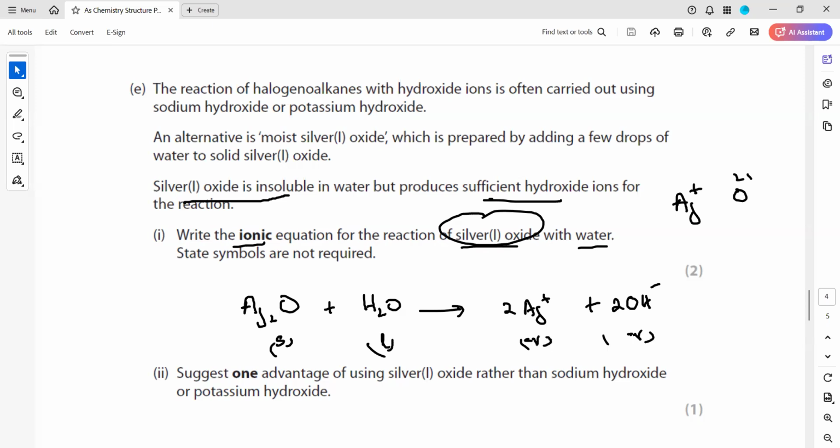So actually what happens is silver(I) oxide is insoluble. What does that mean? If we have 1,000 molecules of silver(I) oxide, out of 1,000, maybe one or two molecules will break down and produce a hydroxide ion. But that is sufficient for this reaction to proceed, as the water is always also there.